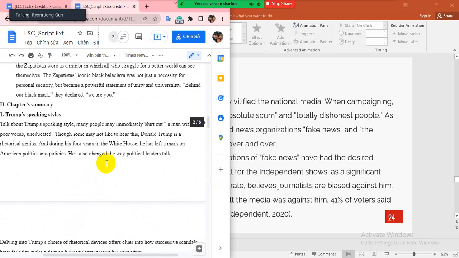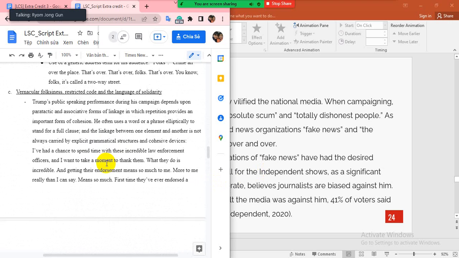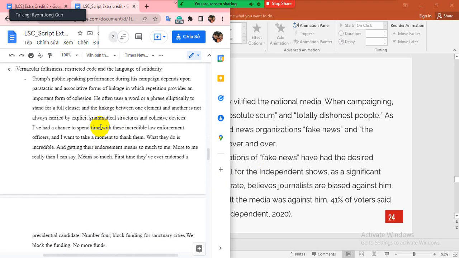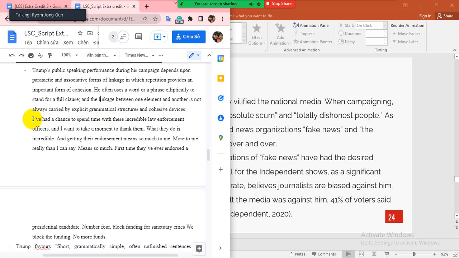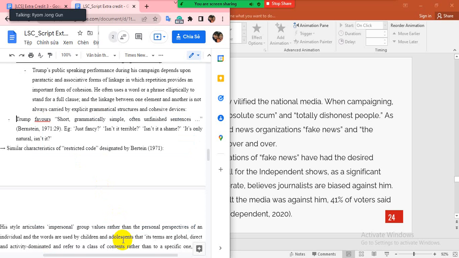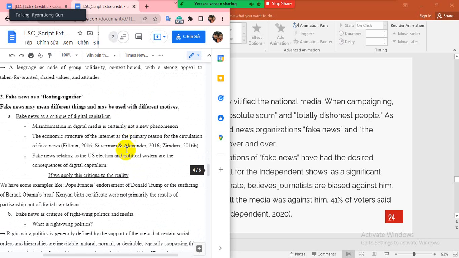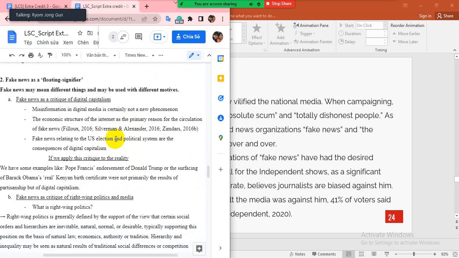Donald Trump's accusations of fake news have had desired effects. An exclusive poll for the Independent shows that a significant chunk of the United States electorate believes journalists are biased against him. When they were asked whether they felt the media was against him, 41% of voters said yes and 34% said no. These statistics show that Trump's political rhetoric has somehow had effects on the audiences. And that is our suggested answer.